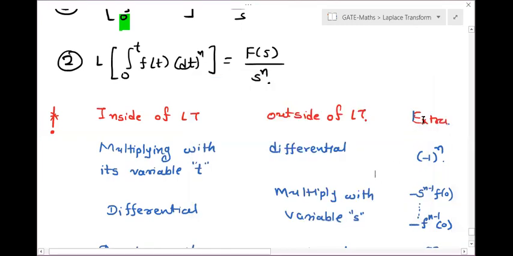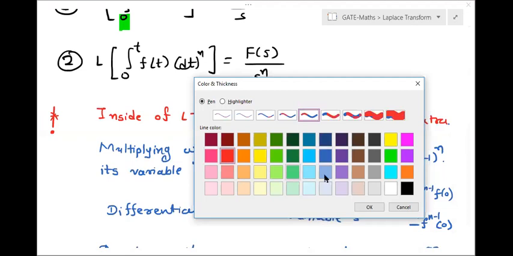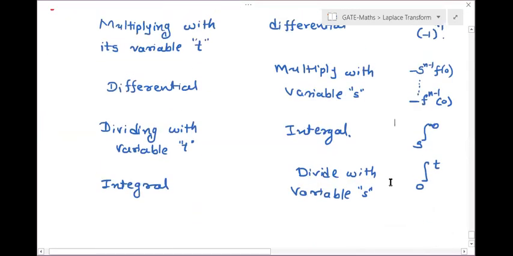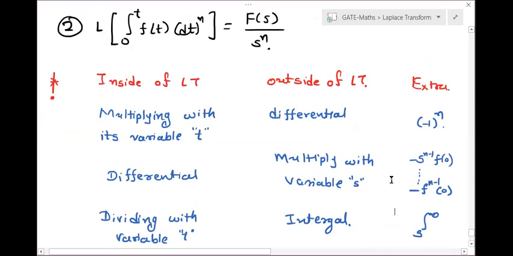Okay, great. Okay, so let us see examples based on it. Right, so this is how you can make its table.